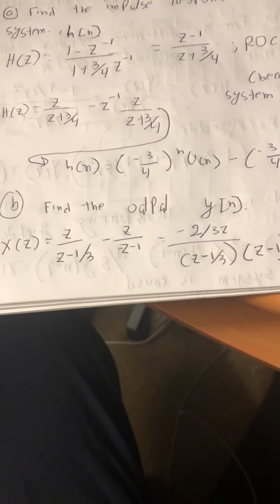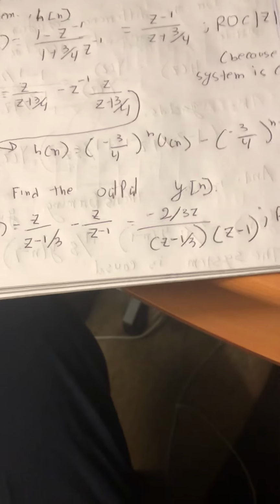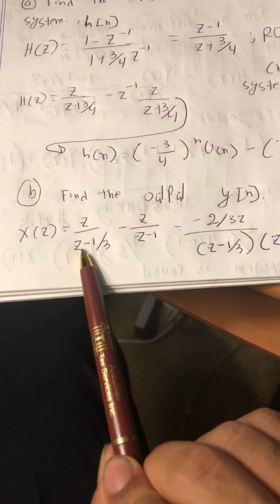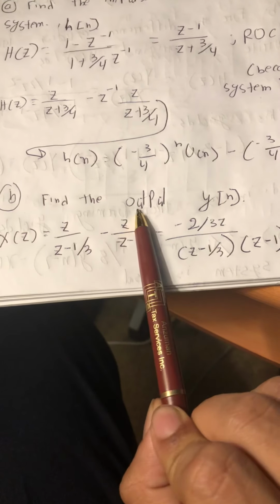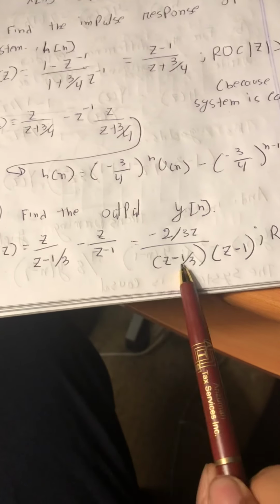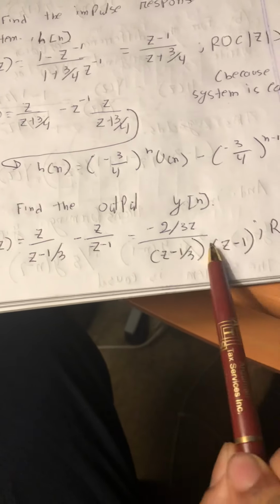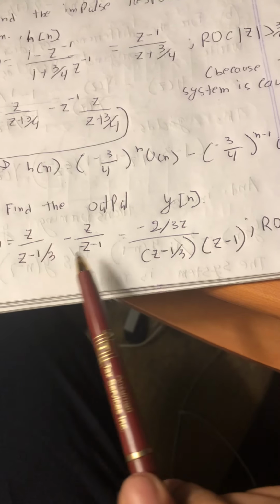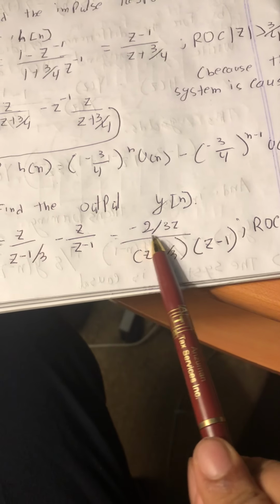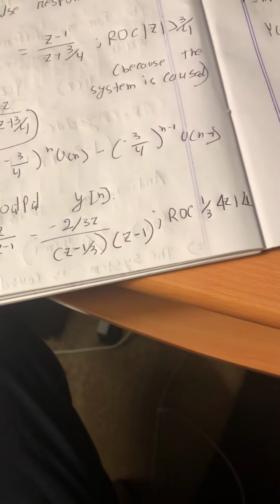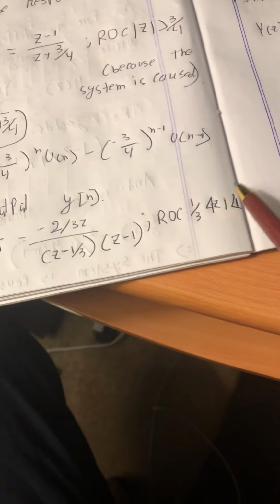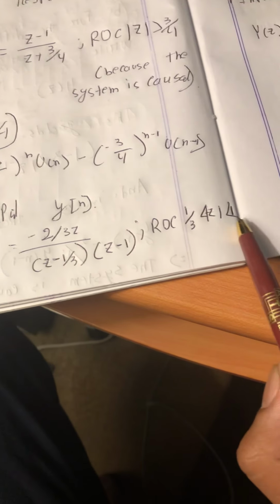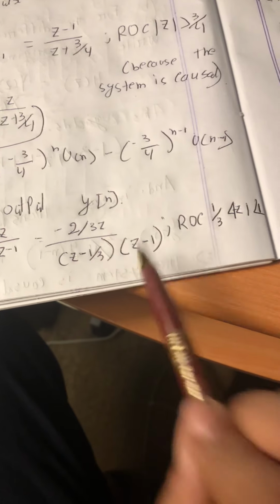Now for B, we're asked to find the output y[n]. So we can write X(z) equals z divided by (z minus 1/3) subtracted by z divided by (z minus 1). Now we can do some algebra and get a common denominator. On the top we'll have negative 2/3 z, over (z minus 1/3) times (z minus 1). And if we solve for the ROC, we'll see that z will be in between, not touching, 1/3 and 1. We get these numbers from right there.